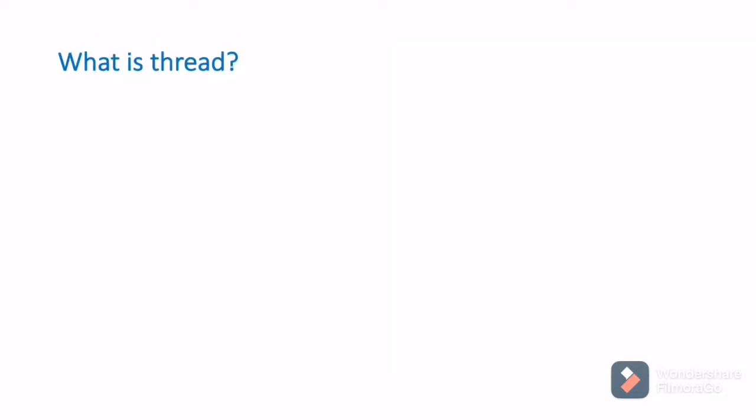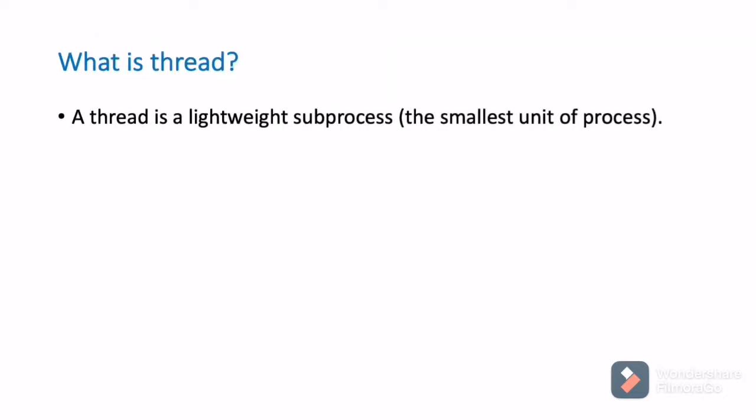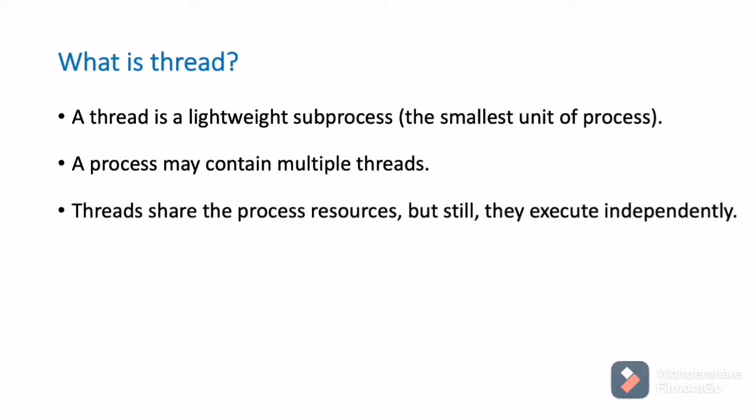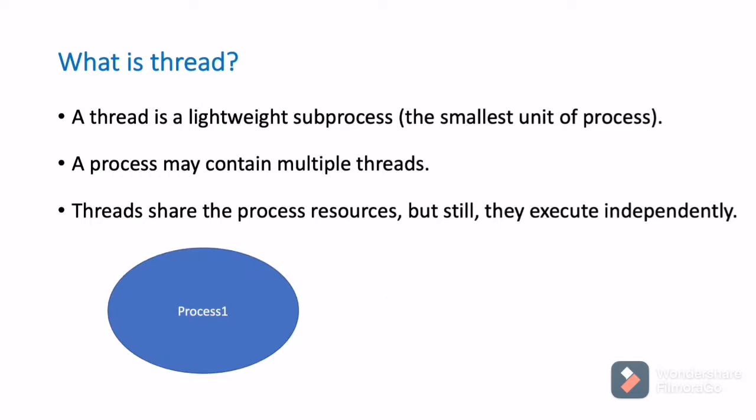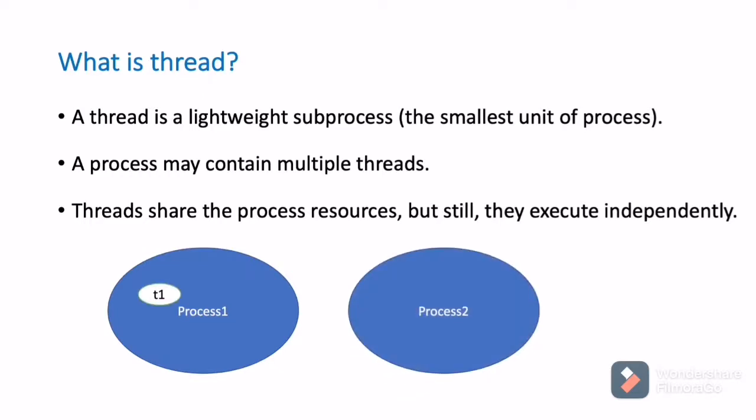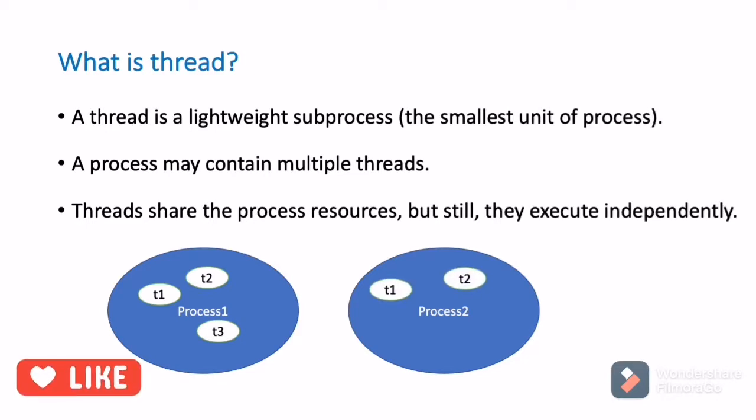What is thread? A thread is a lightweight subprocess. That is, it is the smallest unit of process. Since process is a heavyweight task, it should be divided further into subprocesses. That is called thread. A process may contain multiple threads. So all those threads will belong to one process. Threads share the process resources, but still each of those threads will be executing independently. For example, there are process 1 and process 2. Process 1 has T1, T2 and T3 threads. Similarly, process 2 has T1 and T2 threads.